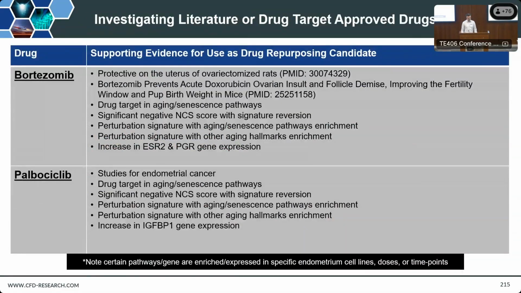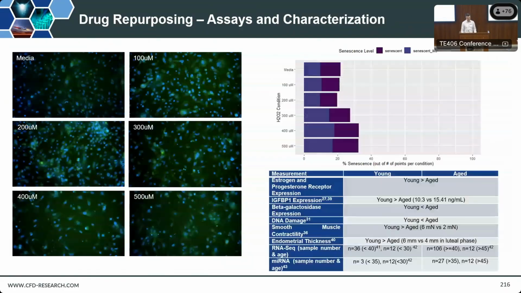Two of the candidates were bortezomib and palbociclib. It turns out that these two drugs can have a reversing effect for senescent cells. They're typically used for cancer treatments, but this is why we're doing this drug repurposing. So we want to be able to test these drugs, and to do that, we'll need to artificially senesce the cells that we are going to be studying.